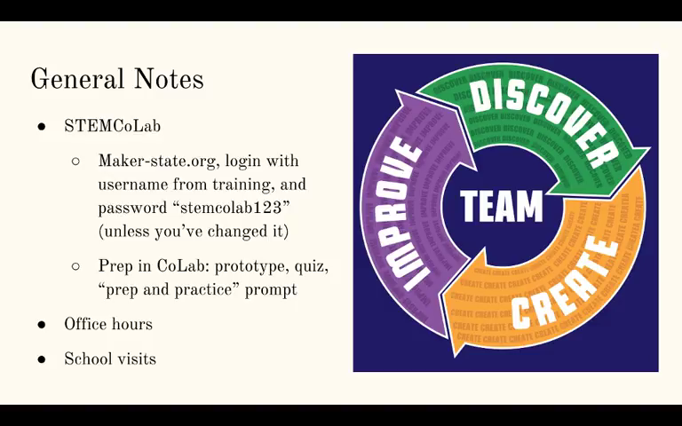What you want to do is first get there by going to maker-state.org, and you log in with your username from training and the password STEMCollab123, one word, all lowercase. Okay? And that's unless you've changed it. There are options to create your own password once you've logged in, and obviously, if you've chosen your own password, then that is your password. You don't need to use STEMCollab123.